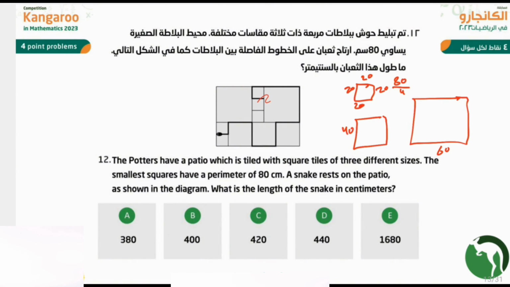Now we are able to calculate the length of the snake. If we start from here, we have 20, 20, 20, and here we have 60, and here 60, here we have 40, and 40, and 40, and 40, and 40, and here we have 20, and 20. If we add all of these together, we will obtain 420, and C is the correct answer.